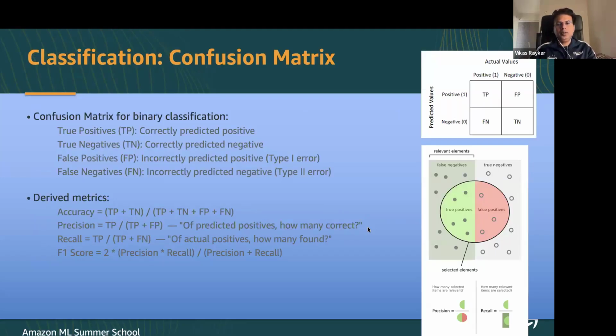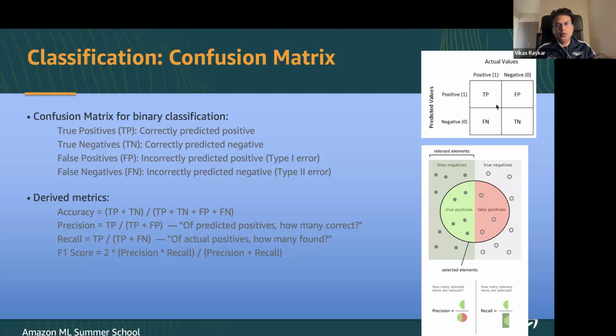The standard way to look at binary classification errors is via the confusion matrix. Let's take a look at the table on the right. There is an actual value and a predicted value. The actual value can either be 1 or 0, positive or negative, and the predicted value can also be 1 or 0, positive or negative. This gives rise to four classes, known as true positives, false positives, false negatives, and true negatives.